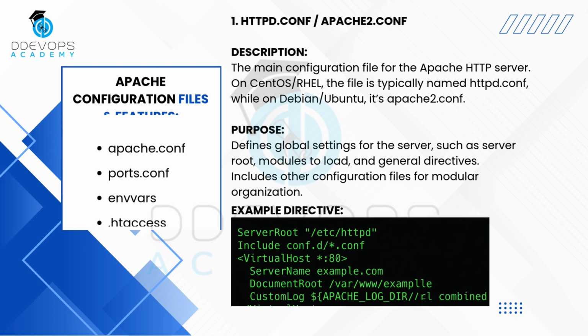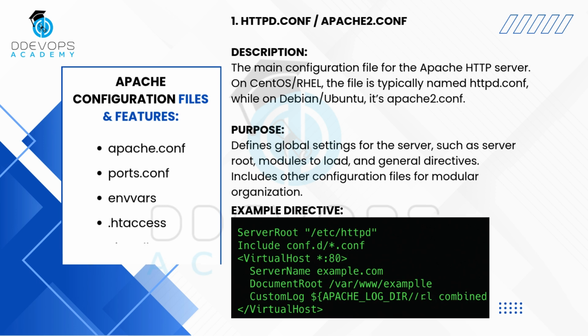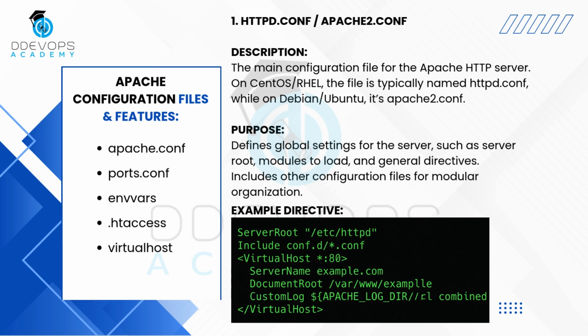Description: the main configuration file for the Apache HTTP server. On CentOS, RHEL, the file is typically named httpd.conf, while on Debian, Ubuntu, it's apache2.conf. Purpose: defines global settings for the server, such as server root, modules to load, and general directives. Includes other configuration files for modular organization. Check the example directive for more understanding.